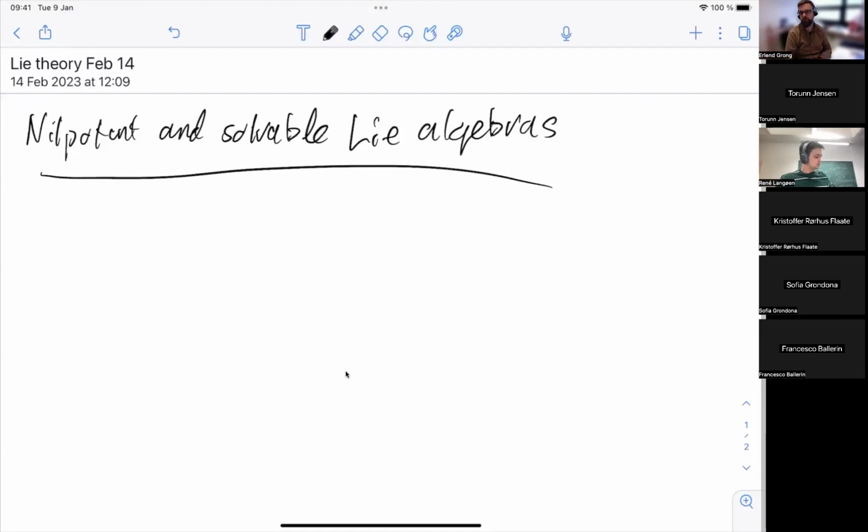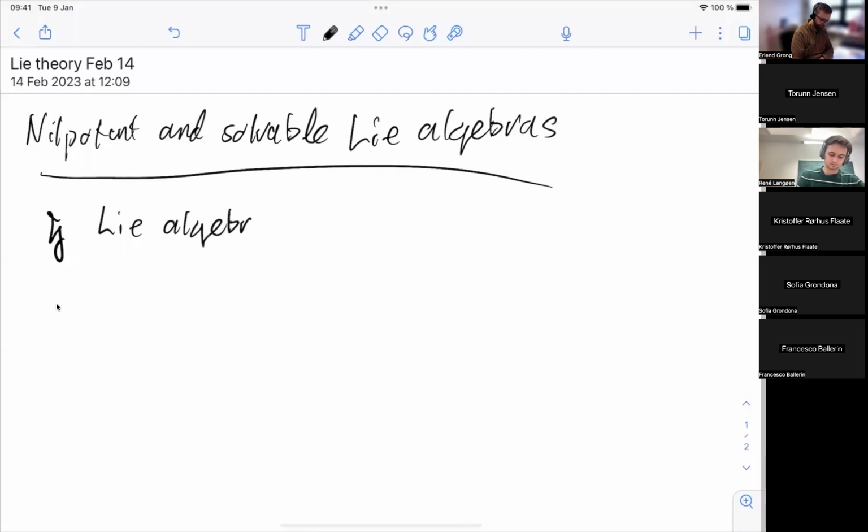So we're trying to wrap up what we did last time with some special classes of Lie algebras. In order to do that, we need to introduce the upper central series and the lower central series. Let mathfrak G be a Lie algebra. So that was this vector space that had these brackets that were skew symmetric and had this Jacobi identity.